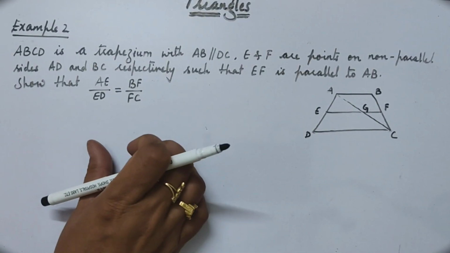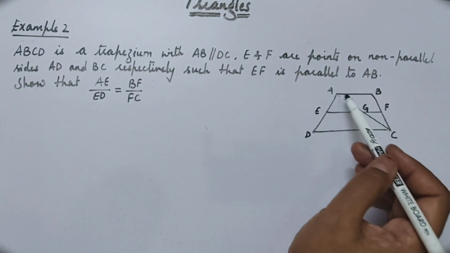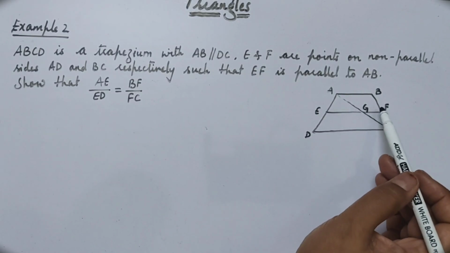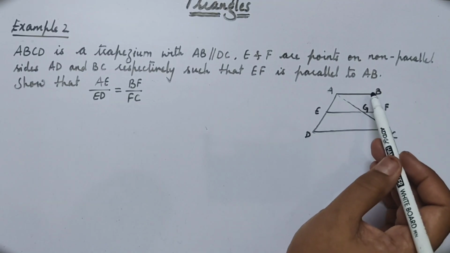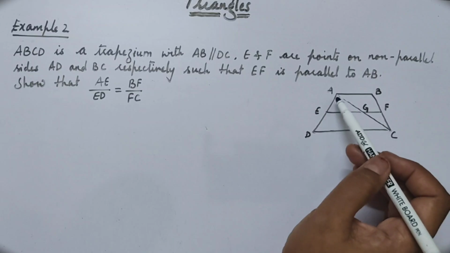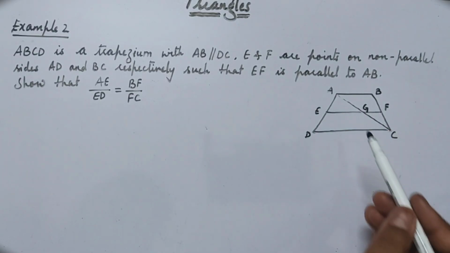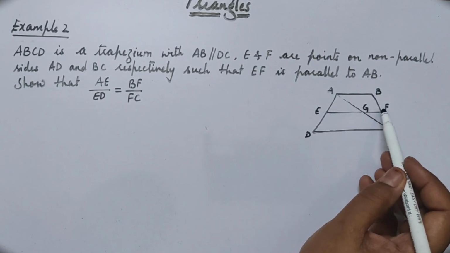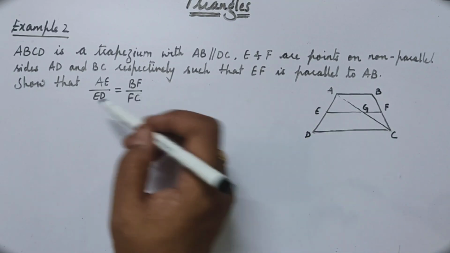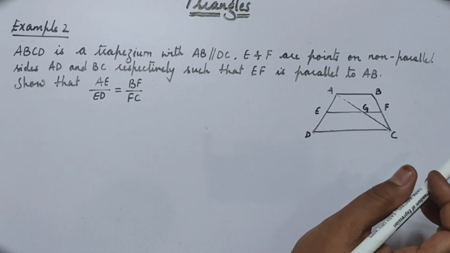Come on, let's solve the next example. ABCD is a trapezium, where AB is parallel to DC. E and F are two points on the non-parallel lines. Which are the non-parallel lines? AD and BC are the two non-parallel lines. Such that EF is parallel to AB, or I can say DC also, and we have to show that AE by ED equals BF by FC.